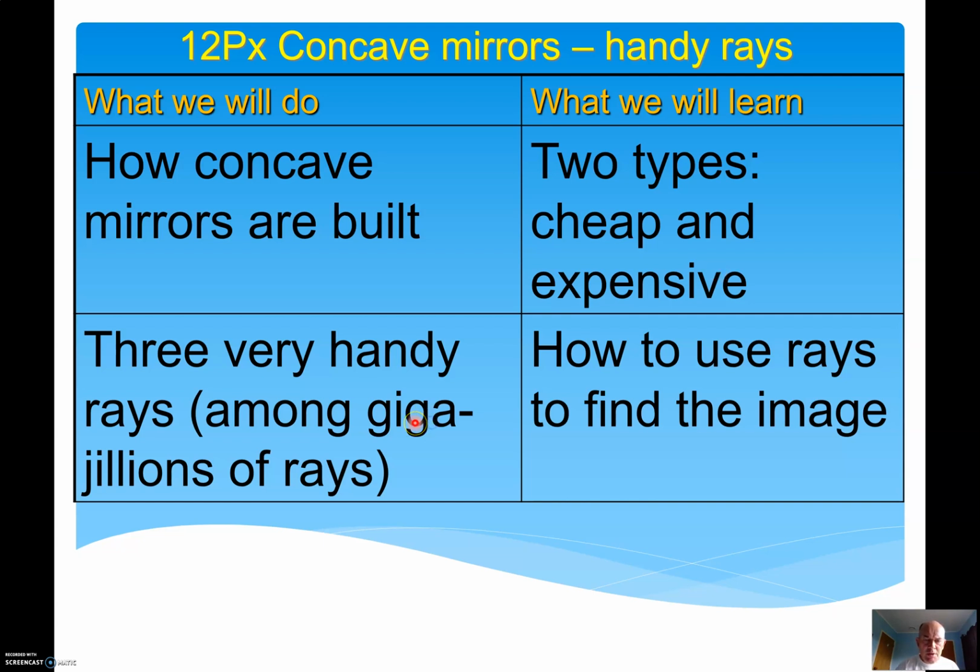When you're dealing with light, there are jillions of rays. A jillion is bigger than a zillion, and gigas are 1,000 million jillions, so there's a lot of rays. Of all of those, we choose three, because three rays will help us figure out what's going on.